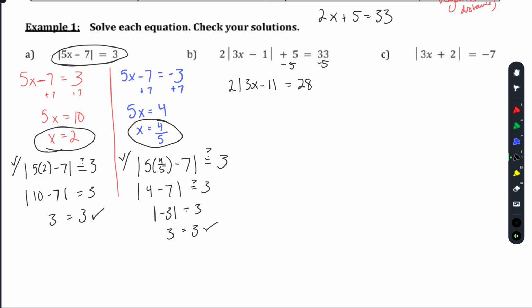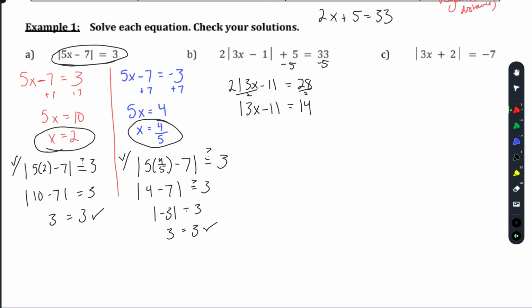And then just like how here you'd subtract 5 and divide by 2, it's the same thing, because the 2 is being multiplied to the bars, so you just divide out the 2. So you get absolute value of 3x minus 1 equals 14. So you're dividing both sides by 2. So then now this one is just like that one before. And you do the whole shebang.